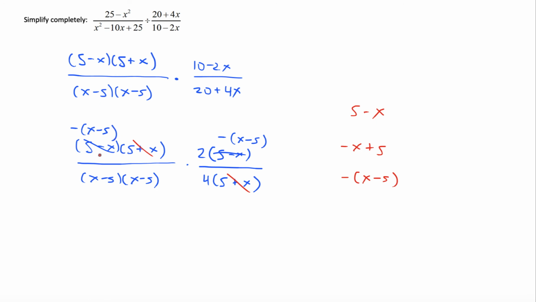Notice what happens here. This x minus 5 will cancel out, and this x minus 5 will cancel out. So what are we left with? Make sure you keep track of what's remaining. There are two negatives, and two negatives make a positive. So all we are left with is 2 over 4, which we can reduce to 1/2. That is the final answer.